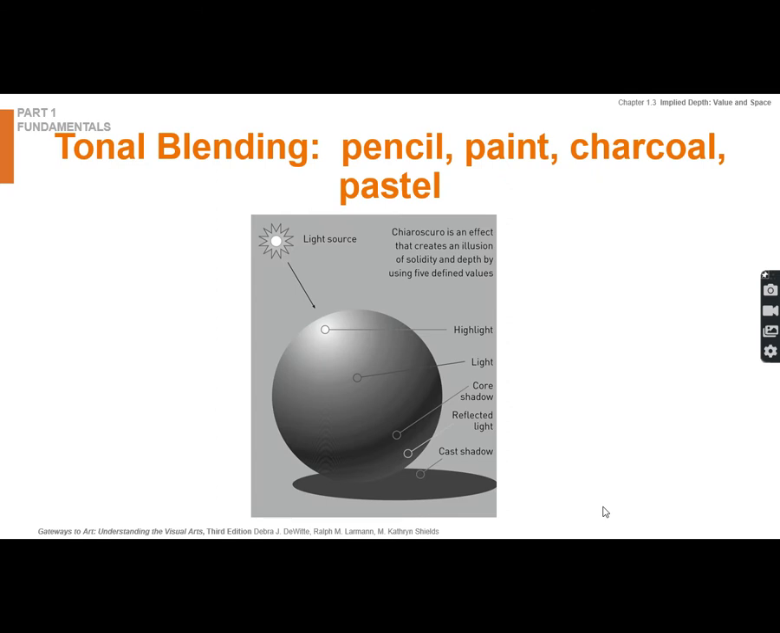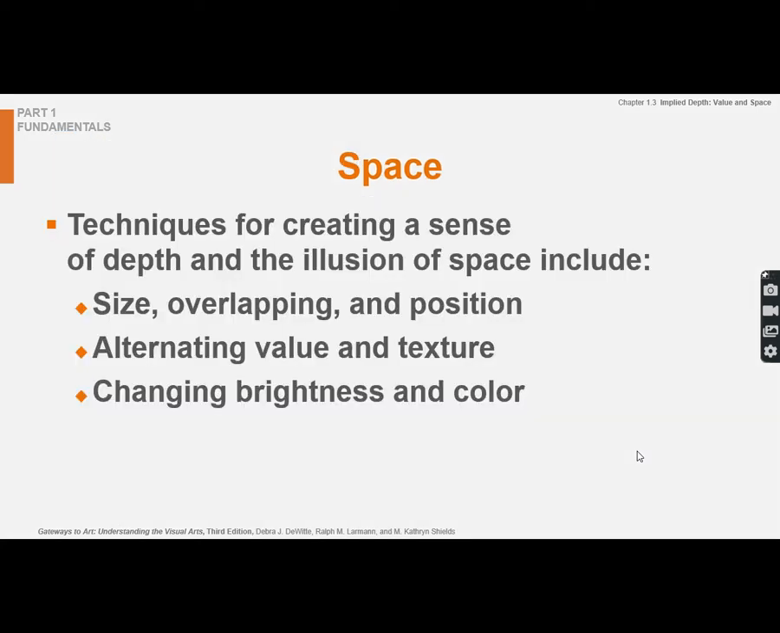Tonal blending is what we call regular shading, usually if you take art classes, if you're an art major. And that just means it goes smoothly light to dark, cast shadows. It's blended. It's not like lines or something.